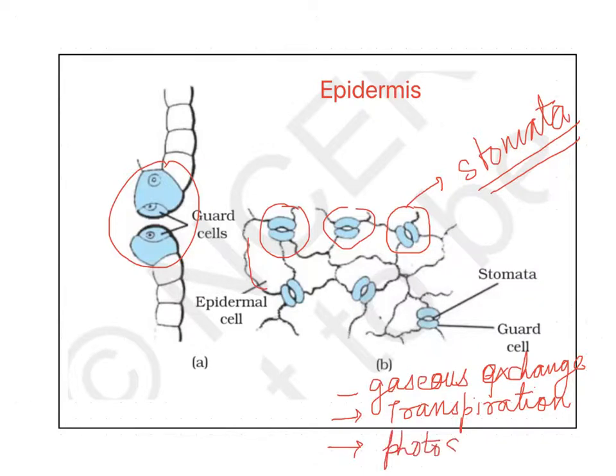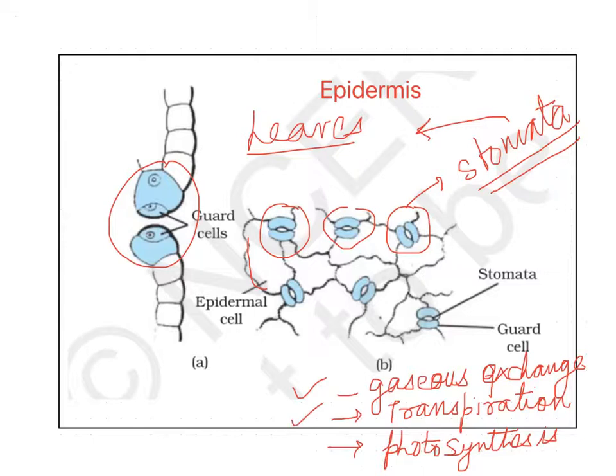So what are the functions of stomata, dear students? Where are stomata present? Stomata are present on the leaves. They are small, minute pores present on the leaves. They help in exchange of gases. They help in the loss of extra water from the plant, which is called transpiration. And they also help in photosynthesis. Okay. And this stomata consists of two cells.